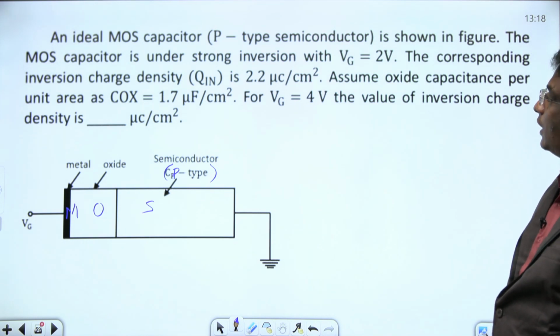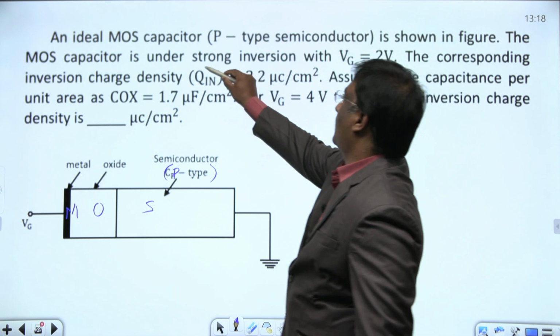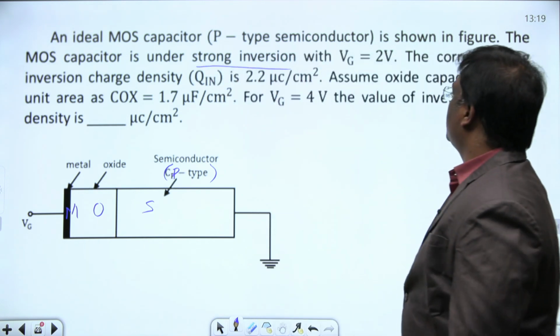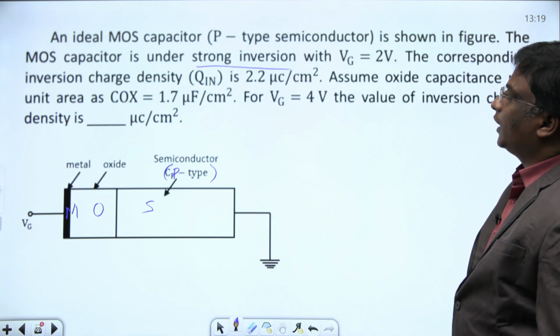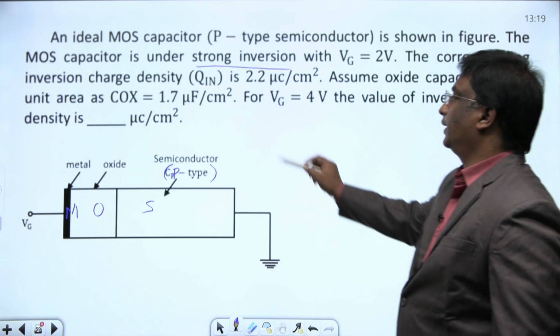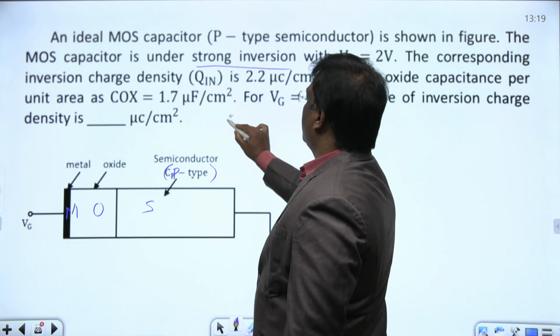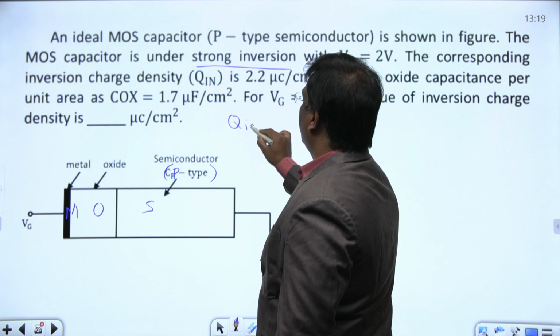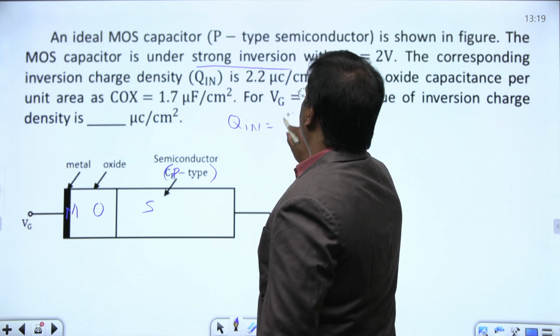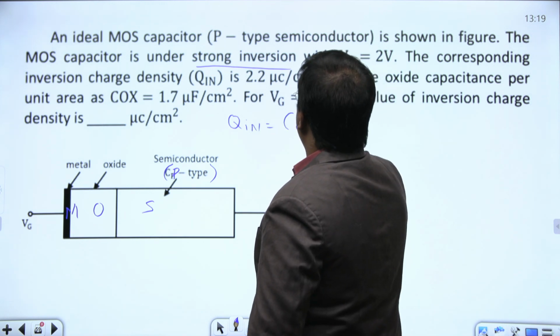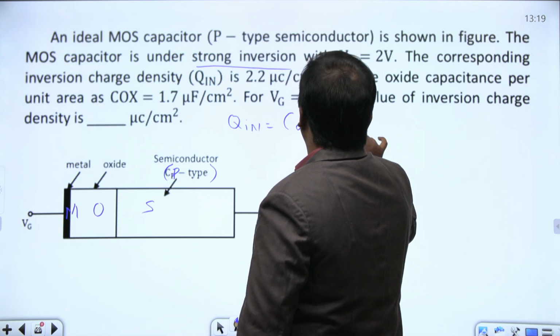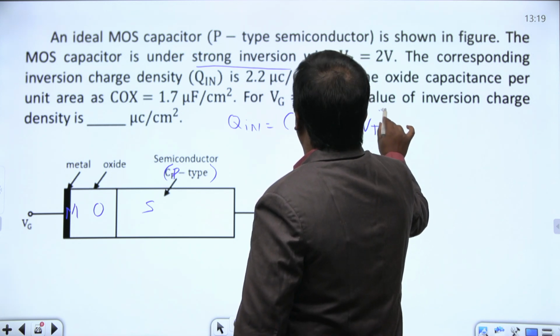The MOS capacitor is under strong inversion with Vg of 2 volts. The corresponding inversion charge density is Qin. Okay, what is the relation between Qin and Cox? Simple: Cox into Vgs minus Vt. That's all. Okay.